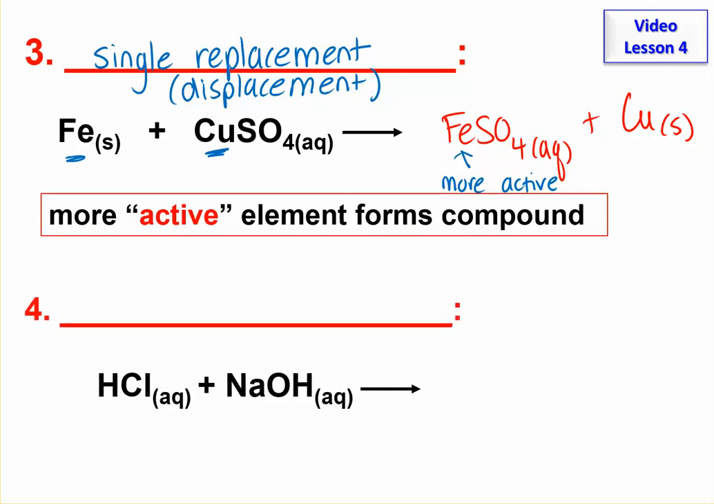Okay, last type. You might have noticed up here we have an element and an ionic compound. On these there's no element by itself. We have two compounds. Usually they're both ionic, but sometimes we have an acid because when an acid is dissolved in water, it acts like it's ionic. So anyway, kind of an ionic compound.